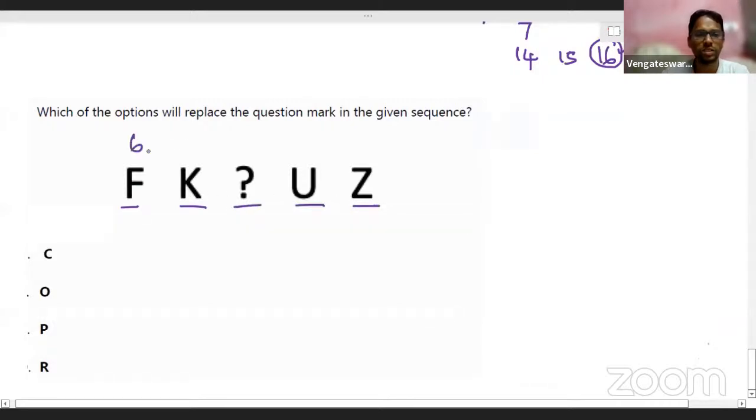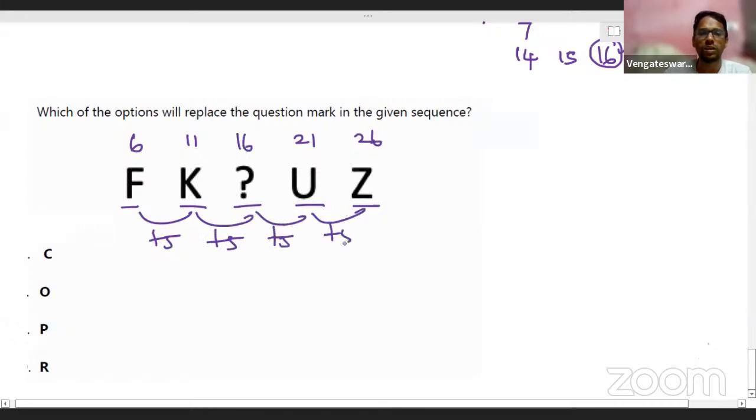F is 6, K is correspondingly the 11th letter. U is going to be the 21st letter. Z is going to be the 26th letter. So you will come to get it's just plus 5. When you do plus 5, you will get 16 here. So plus 5, plus 5, plus 5. That means you are moving 5 letters in the forward direction. So you will reach the 16th letter.